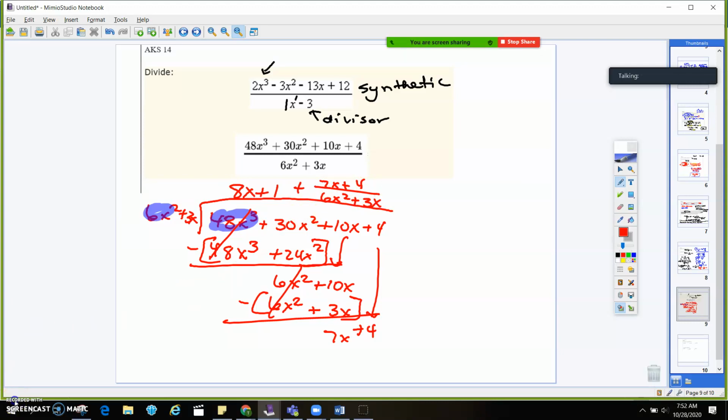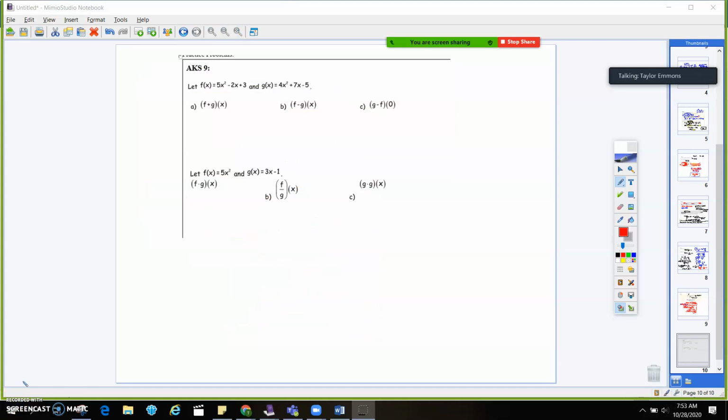Okay? All right, so y'all are fairly good at AKS 9, but I just kind of want to hit it one more time. So if we have an addition problem, we're just going to combine like terms. So we've got 5x squared minus 2x plus 3 plus 4x squared plus 7x minus 5. And we're going to combine our like terms. So 5x squared, 4x squared, negative 2x plus 7x, and 3 and negative 5. So we've got 9x squared plus 5x minus 2.